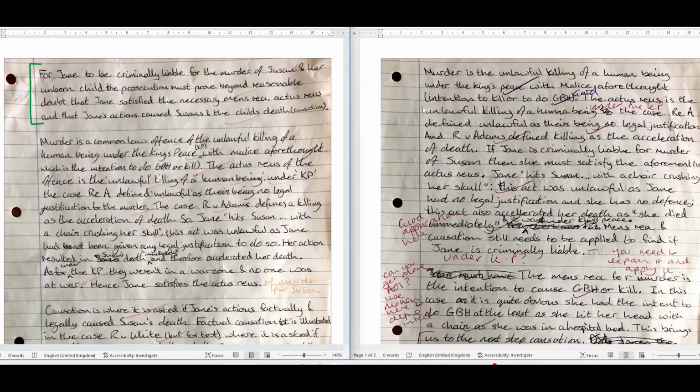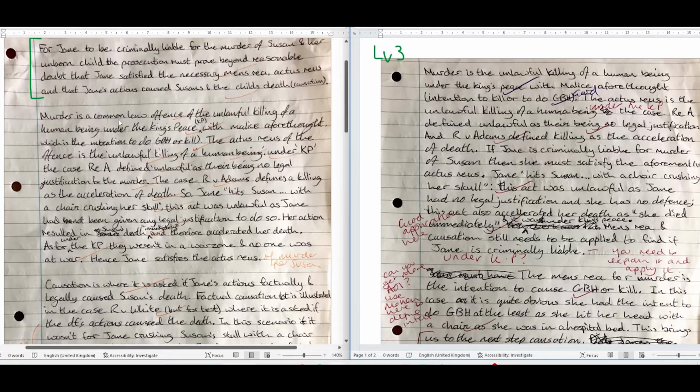And this intro was missing from this answer over here. So straight away we can guess that this answer on the left hand side would be your level 4 answer, and the one on your right would be the level 3 answer. Murder is a common law offence. So there you go, got an AO1 mark there.